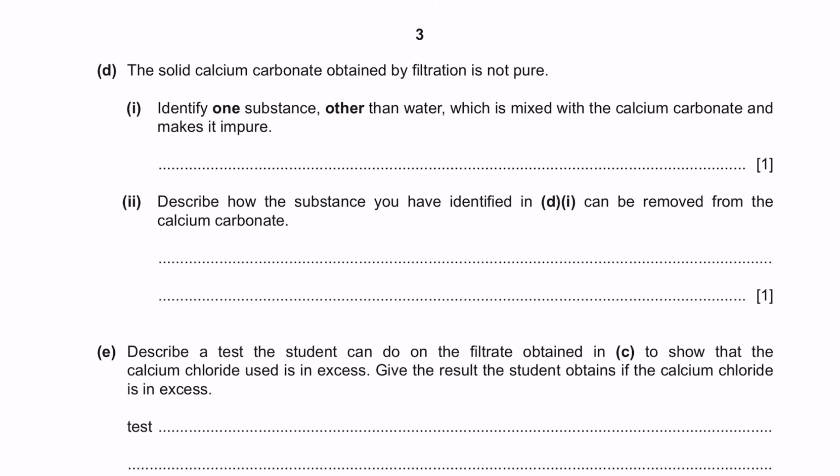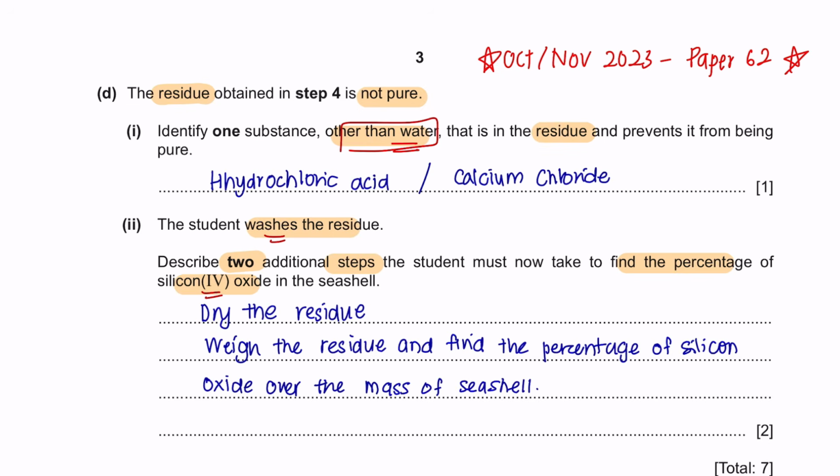Next, question D. The solid calcium carbonate obtained by filtration is not pure. Part 1. Identify one substance other than water which is mixed with the calcium carbonate and makes it impure. This question was exactly asked from also October-November 2023 paper 6. So as you can see, past year questions are always repeated, so it's always a great idea to practice as many papers as you can.